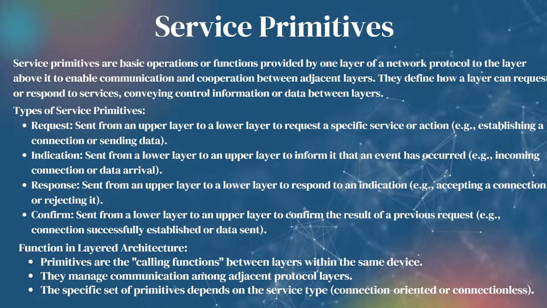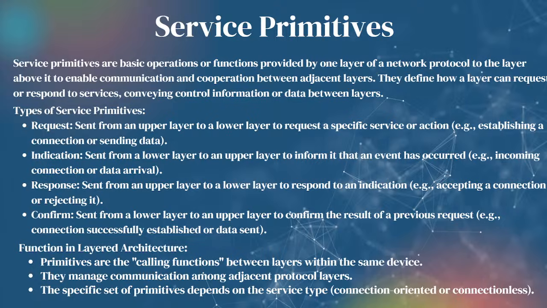Again I'm repeating, service primitives are basic operations or functions provided by one layer of a network protocol to the layer above to enable communication and cooperation between adjacent layers. They define how a layer can request or respond to a service, conveying control information or data between the layers. There are so many service primitives for the sender and receiver parts. So the first one is, we can say, request.